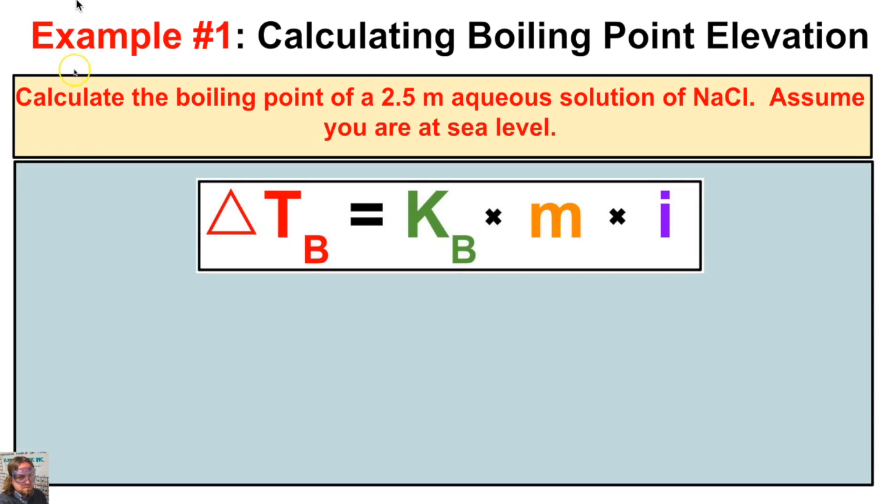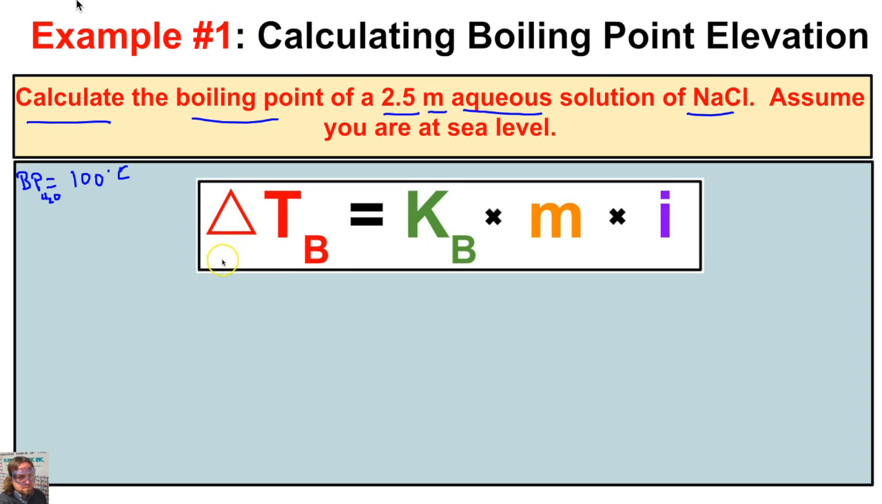In this first example, it says to calculate the boiling point of a 2.5 molal aqueous solution of sodium chloride. And we're going to assume we're at sea level. And so we know that the boiling point of water at sea level is going to be equal to 100 degrees Celsius. So we know its boiling point at sea level is 100 degrees Celsius. And what we're going to do is add salt to this water here, and so there's going to be a boiling point elevation.